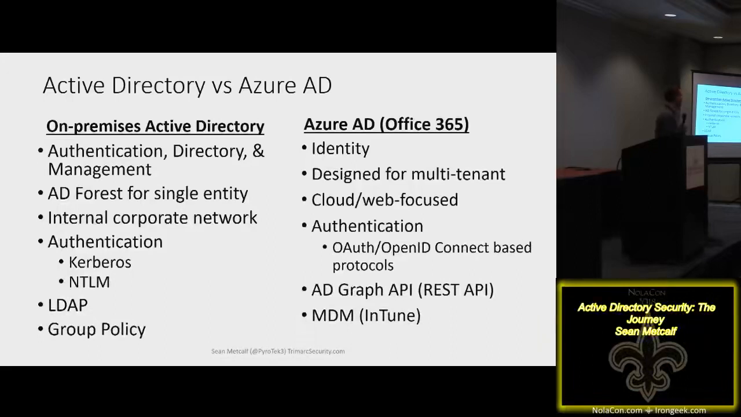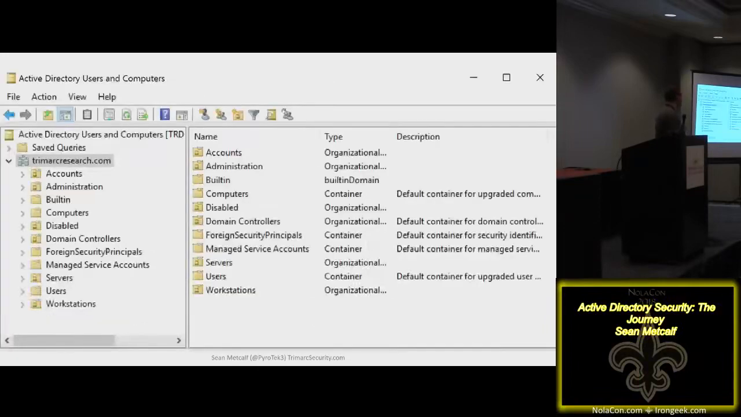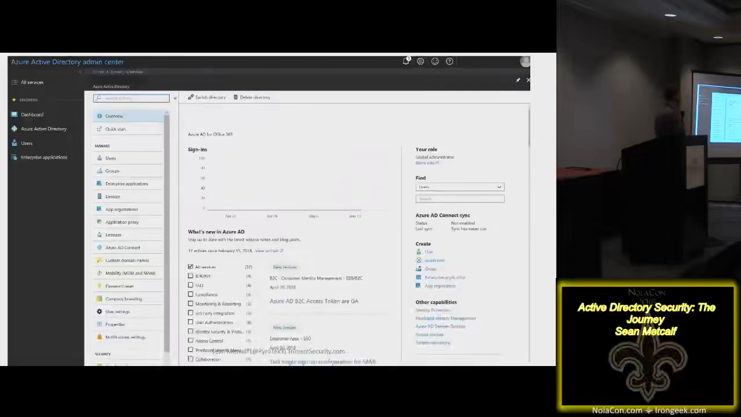That's a bit different. How do you get information about Azure AD? You have to go through the AD Graph API. How do you manage things? Well, you need an MDM, like Intune. And so this is how we manage Active Directory on-prem. This is how you manage Azure Active Directory. It is very different. It is not the same thing.